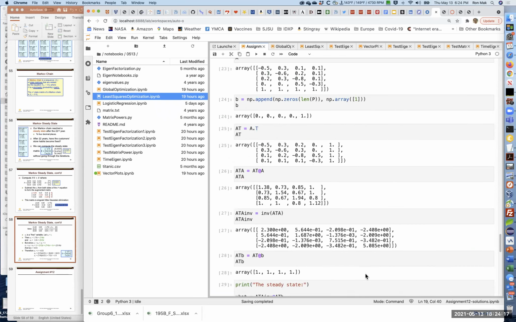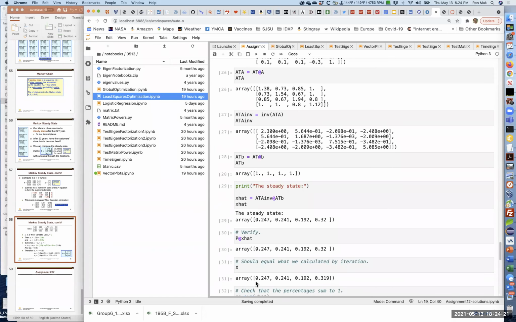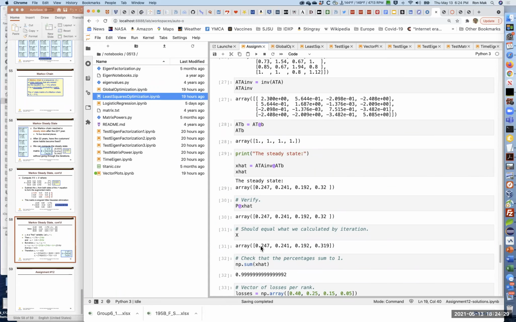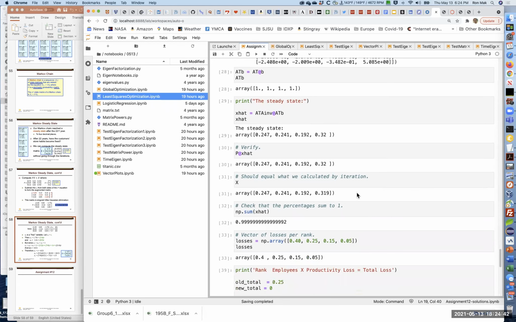And sure enough, if we compare, it's again the same value, with a little bit of round off there, of course. And if we add up the steady state vector, of course, it still adds up to 1, within a bit of round off. And then I calculated.